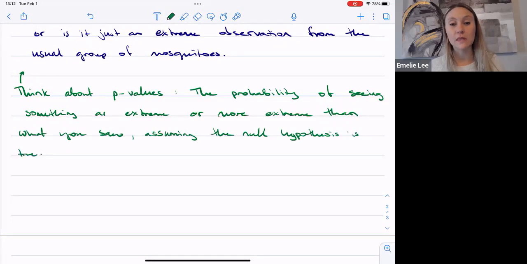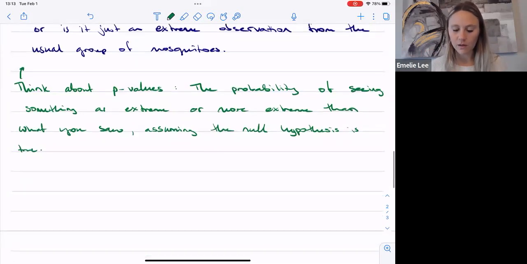The null hypothesis in this case would be this mosquito is from the original group. Our alternative hypothesis, what we think might be going on, is that it came from a different group. It's more likely that it came from a different group. What's the probability of it coming from the original group? Well, that's the p-value. If it's small enough, then you would say, okay, it probably came from this other group. That's more likely. It's still possible that it came from the original group.